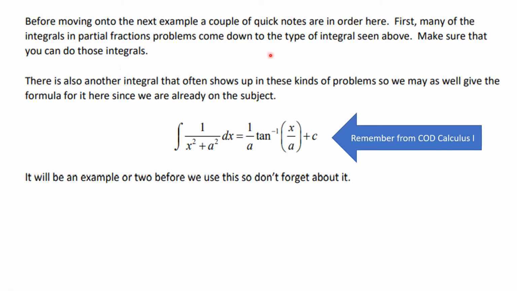Now, before moving on to the next example, I should make a couple of notes. Many of the integrals in partial fractions come down to the type of integral seen above. They're going to be natural logarithm kind of things, and you can do those. But another one that comes up often is this one. It is the integral of 1 over x squared plus a squared dx. This comes up a lot. You'll see it in the problem. And the antiderivative of this is 1 over a times the inverse tangent of x over a, plus C. Perhaps you remember this from Calc 1 at COD. If not, just memorize it now. And you can prove that this is true by taking the derivative of this side and showing you get the integrand. But keep this in mind.